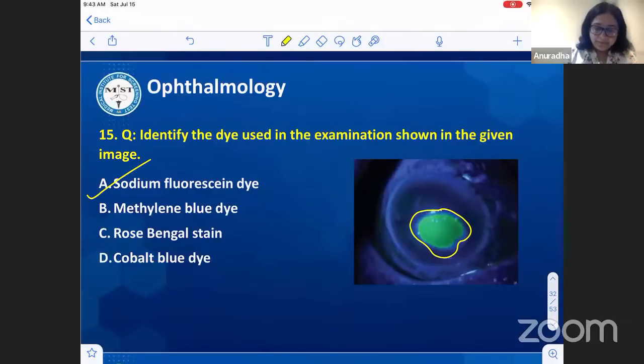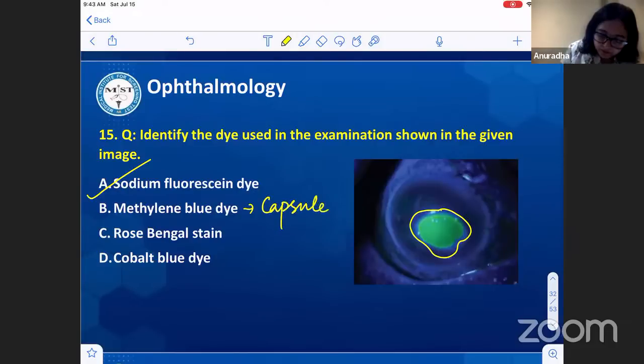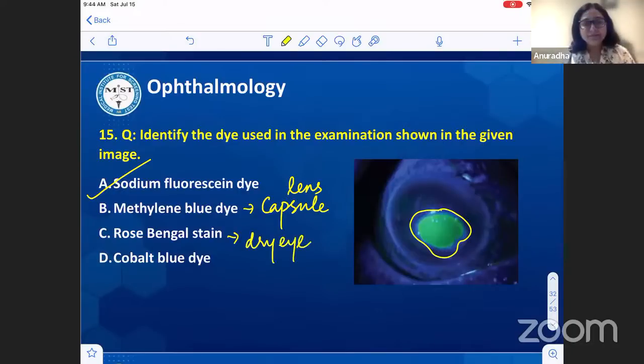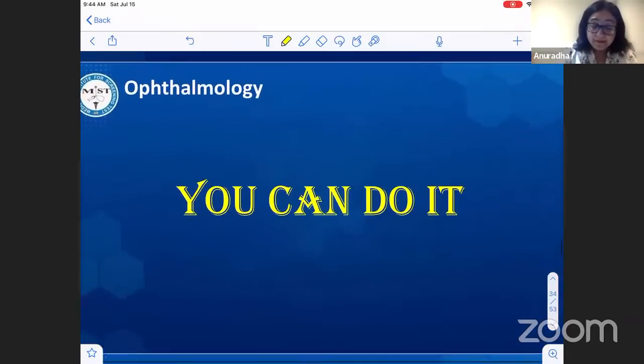Methylene blue dye is used to stain the lens capsule during cataract surgery, for capsulotomy. Rose Bengal dye is used for dry eye staining, and also for corneal lesions, but mainly for dry eye staining. And there is nothing called cobalt blue dye. It is a cobalt blue filter. Okay, right? So, my dear friends, 2 weeks from now, you will be sitting in your exam.